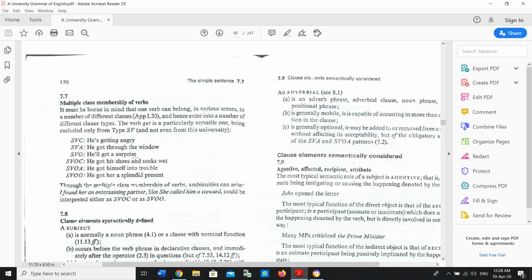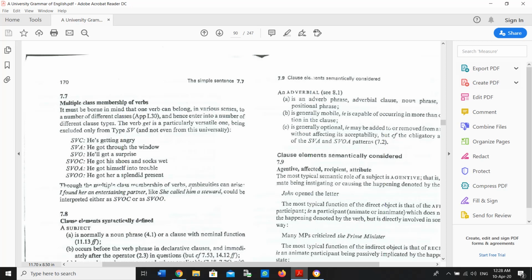SVO: he'll get a surprise. Direct object. SVOC: he got his shoes and socks wet. What is wet? The shoes and socks. So this is the object complement. SVOA: he got himself into trouble. Into trouble. SVOO: he got her a splendid present. So as you see, it actually has 6 types.